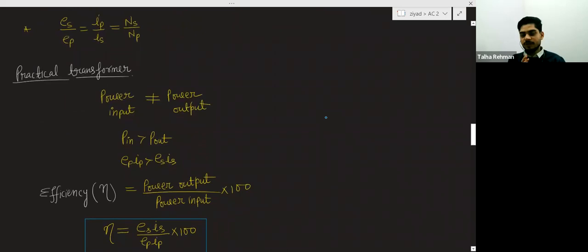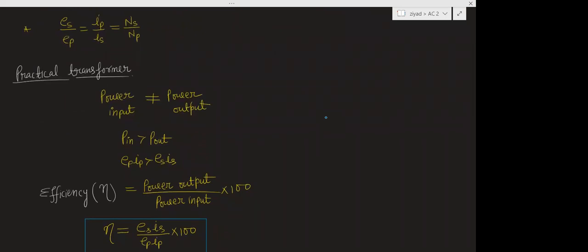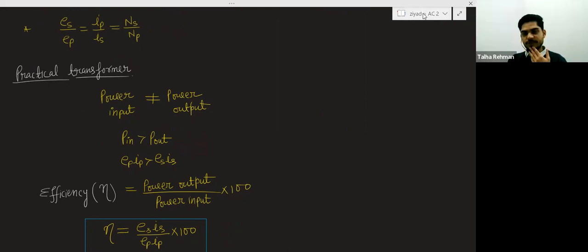So Ziyad, do one thing, arrange all the notes in a proper manner, okay? Okay, so we will see one question.